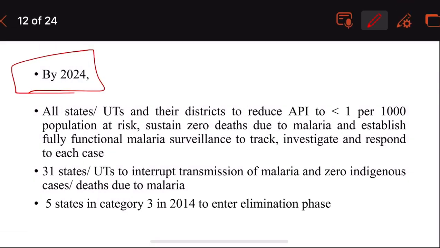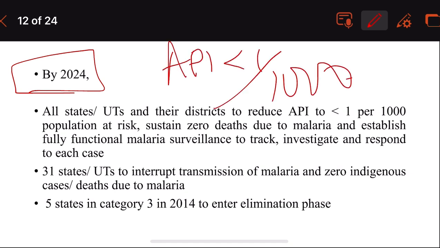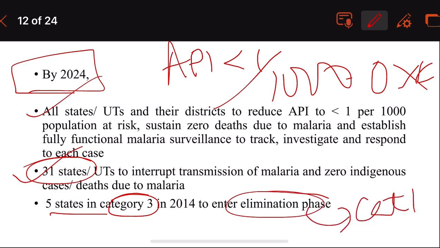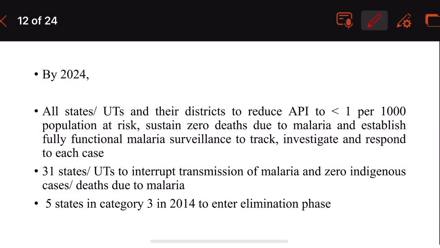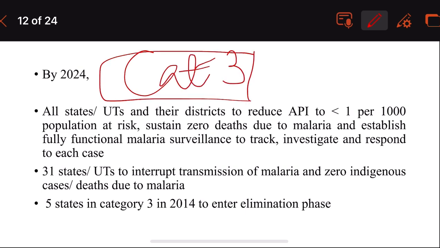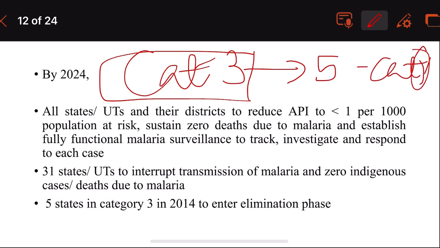Very simple. In 2024, the API should be less than 1 per 1000 population in all the states, and all the 31 states should have 0 indigenous cases and prevent the transmission of malaria. And the next 5 states in category 3 should enter into category 1. Okay, in 2024, very important about category 3. We are focusing on category 3 in each of the slides. So here the 5 states should enter into category 1 is the target.